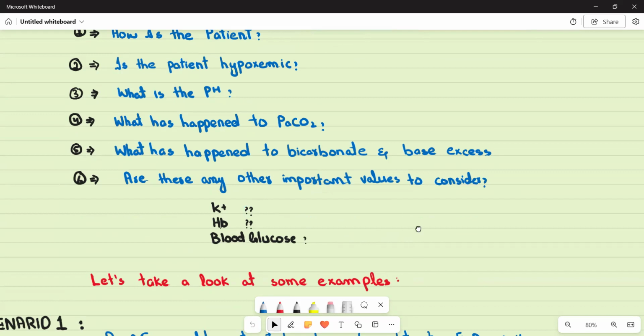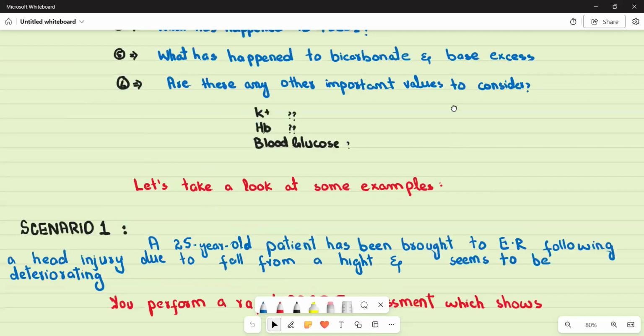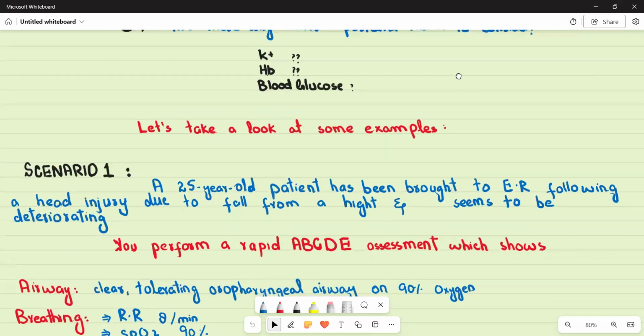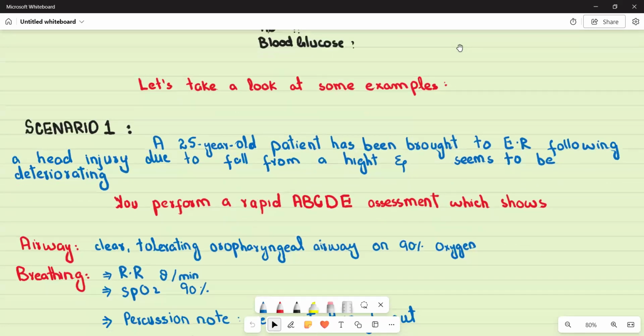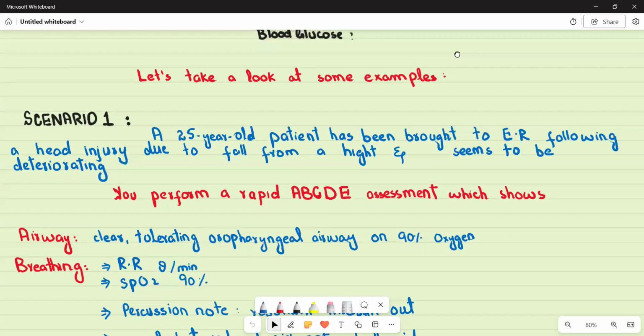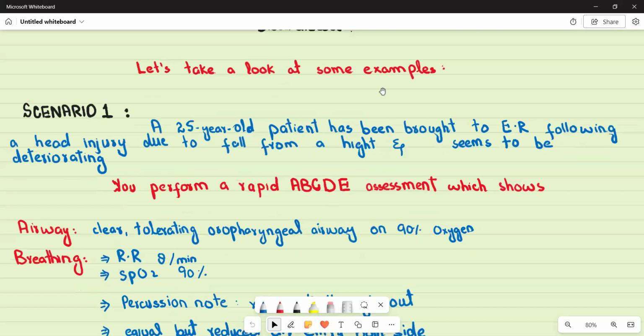Okay, so now we are going to discuss a few examples to give you an idea how to interpret the report and how to apply these six steps. Okay, so first of all, let's take a look at this scenario. Our first scenario is a 25-year-old patient who has been brought to the emergency room following a head injury due to a fall from a height, and she seems to be deteriorating.